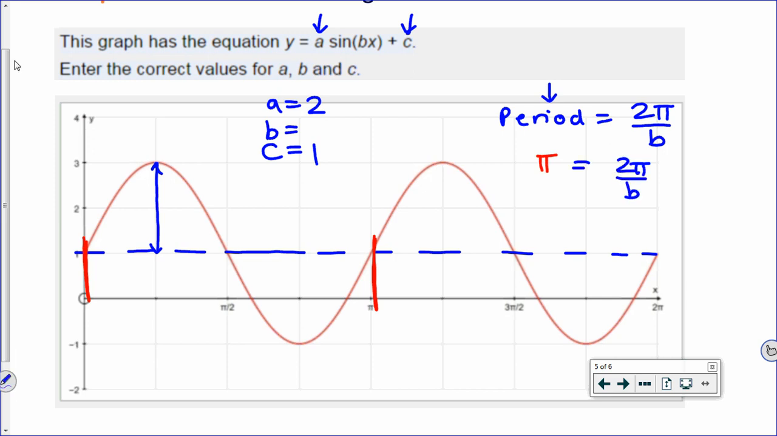So these are the procedures that we tend to use on trig functions, but I just wanted you to see them in the context of a transformation lesson. So in that case, B is 2. So the other values you can find from the graph, but not B.